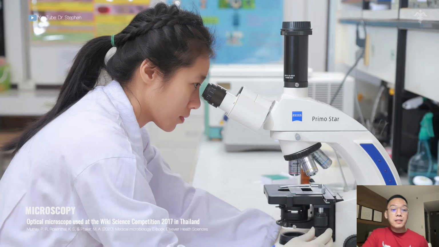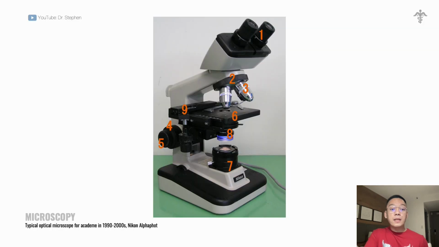You can see here in this image an optical microscope that was used in a Wiki Science Competition in Thailand. You can also review some of the basic parts of the microscope as noted in this typical optical microscope that is used in a BSL-1 or BSL-2 laboratory. The image has been numbered for your convenience, and you should be able to identify and know the functions and parts of your typical optical microscope.